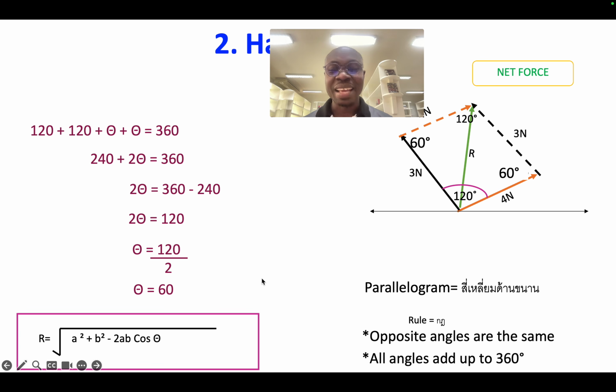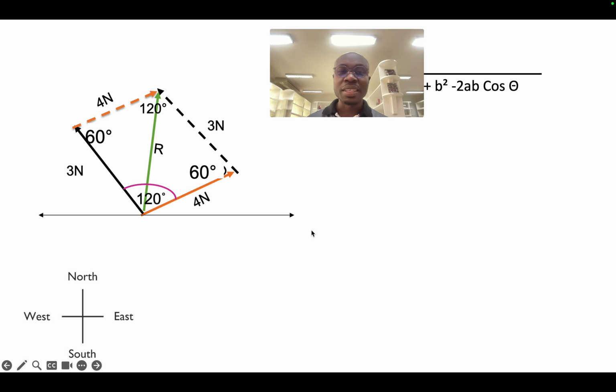Okay? Now we can use the 60 degrees here, cos theta. This is why it's the hard way, because we have to go and find the theta. We cannot use the 120. Okay? And remember, this is minus. Okay? So let's look at that.